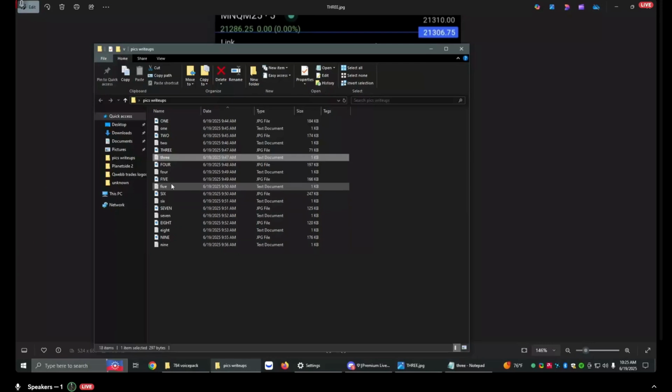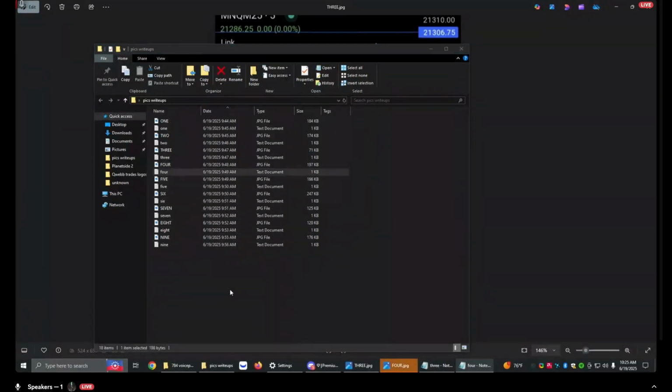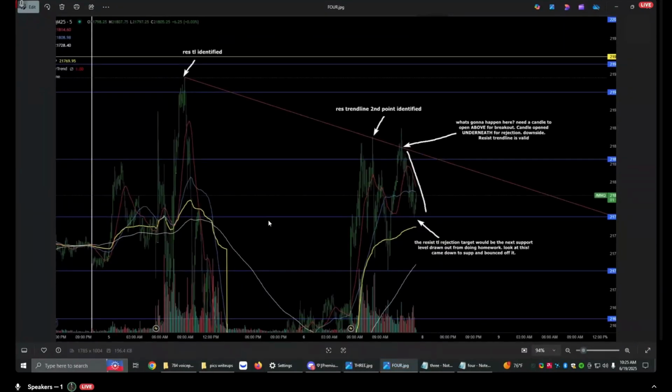Let's talk about number 4. Okay, this is number 4. This is a larger chart. I actually don't think I traded this, but it was just a setup that is a reason why it's important to have levels, support levels, resistance levels. It's important to do your homework on that, so that you're setting yourself up for success the next day.